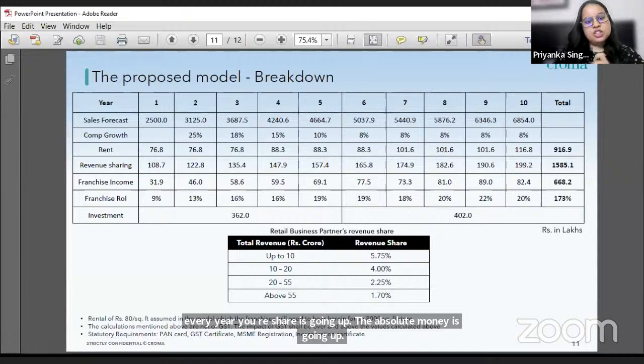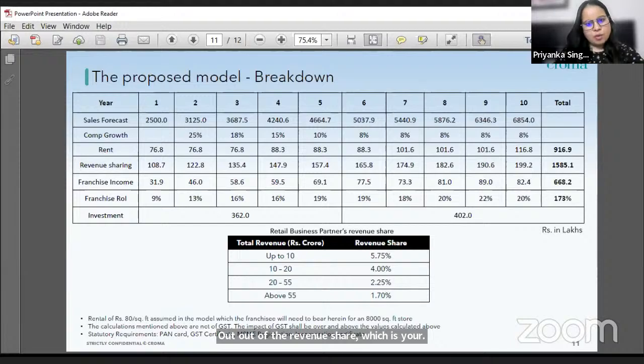Out of that revenue share, which is your earning, you deduct your rental component, which has already been considered in the model. Your take home will be the franchisee income row. In the first year you're taking approximately 32 lakh rupees. 32 lakh rupees is 9% of your total investment, which in this model is showing as 3.62 cr. If you go ahead, every year your ROI is going up. When you take an average of all the 10-year earnings, it comes to almost 17% ROI, after deducting your rental component.